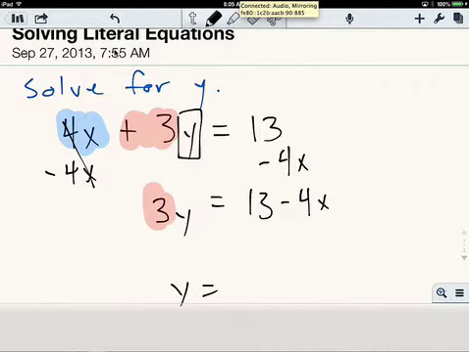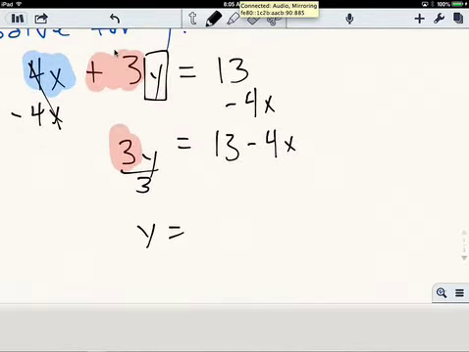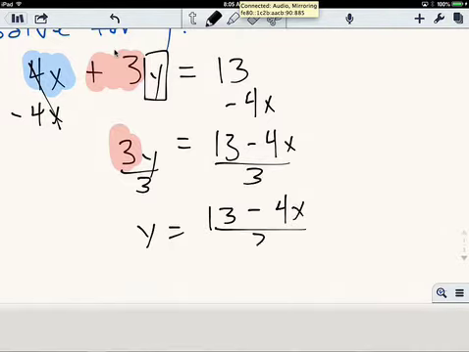All right, so now we need to get rid of this 3. It's sitting there right next to the y. In order to undo that, I need to divide by 3. And so I'm going to end up with this statement that y is equal to 13, and I need to divide both sides by 3, minus 4x over 3.